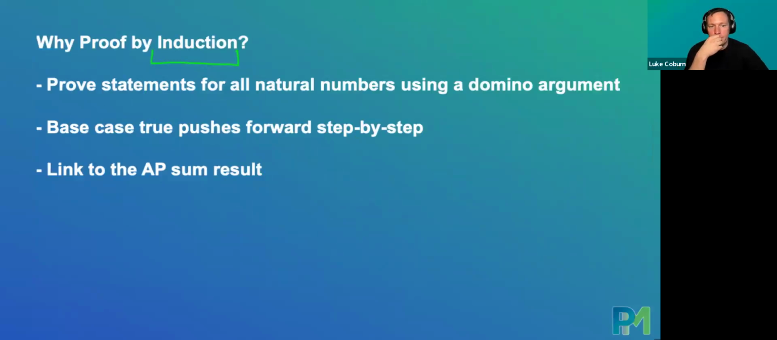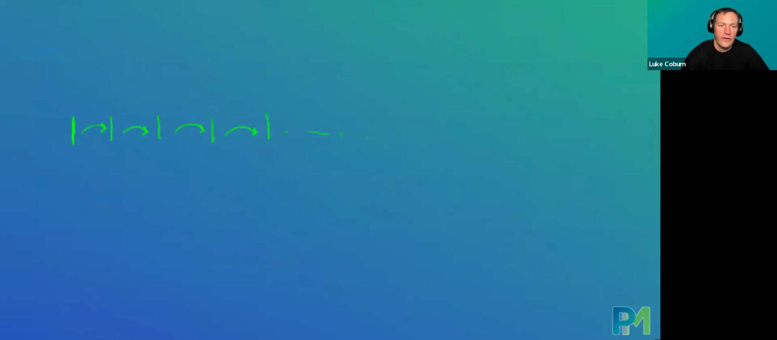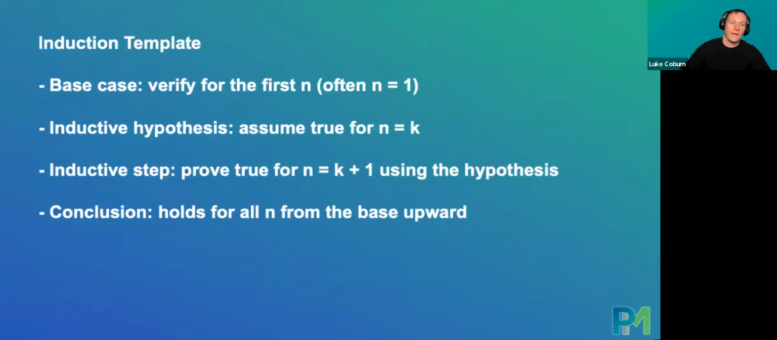Okay, so there's basically three steps to this. Let me just write this. The first thing that we want to do is prove this for a base case. We're going to set n to be equal to some number in our proof. It could be one, usually it's one, it could be two, it could be three. It doesn't matter. We just have to prove that it works for a base case. So that would be like the first domino.